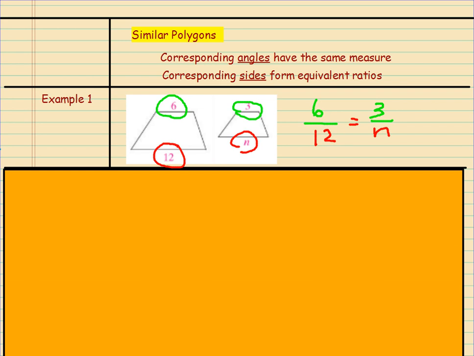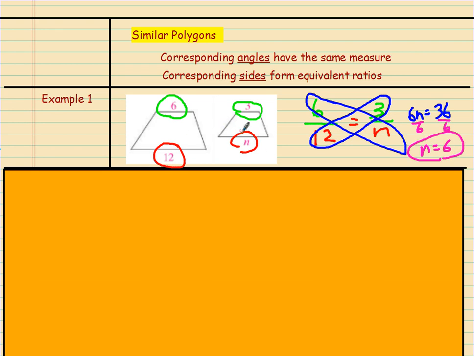Cross multiply. So we can go ahead and cross multiply. And what do we have? We have 6 times n, which is 6n, is equal to 3 times 12, which is 36. Now 6n is equal to 36. How can we get n by itself? How can we solve for n? We can divide by 6 on both sides. And right here we have n is equal to 6. So these two similar trapezoids, this value would be 6 here.